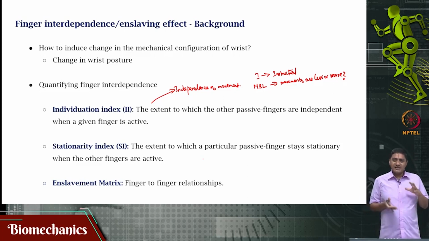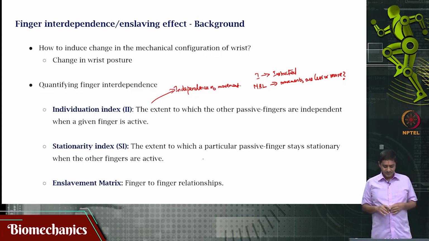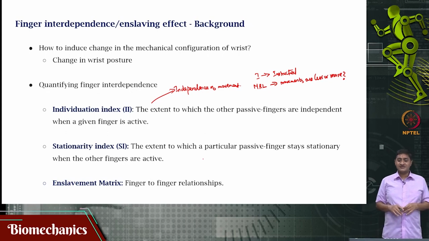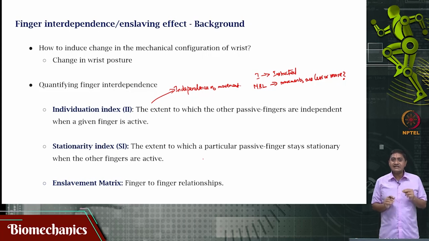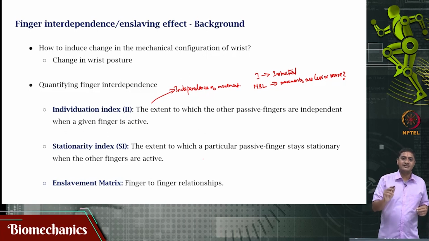This is of course when a given finger is the instructed finger and all the other fingers' effects are considered, right. So, it is more of a macro view of finger interdependence. The enslavement matrix, on the other hand, is a finger to finger interconnection matrix or interdependence matrix. How much the index finger is affecting the middle finger, ring finger, little finger. How much the middle finger is affecting the index finger, ring finger, little finger. How much the ring finger is affecting index, middle and little. How much the little is affecting index, middle and ring. This is the enslavement matrix.